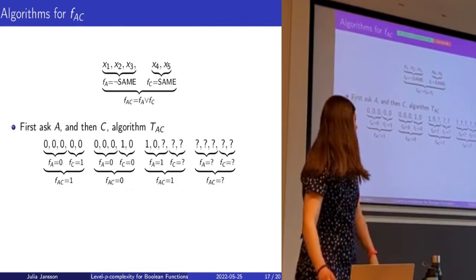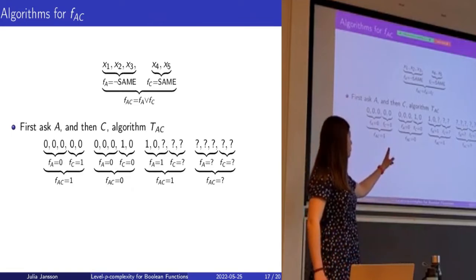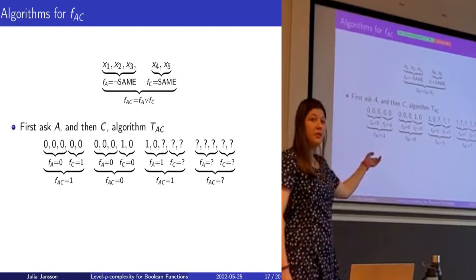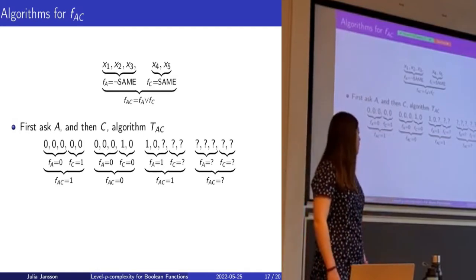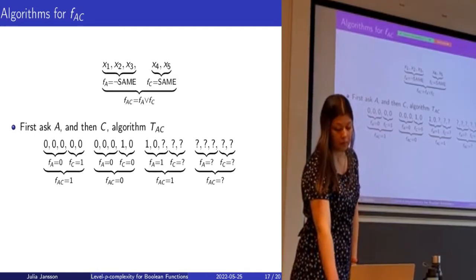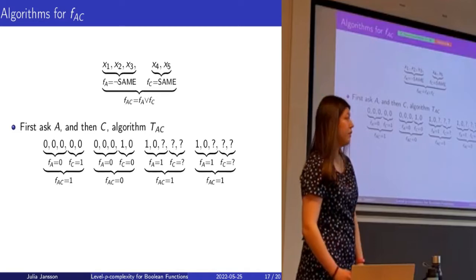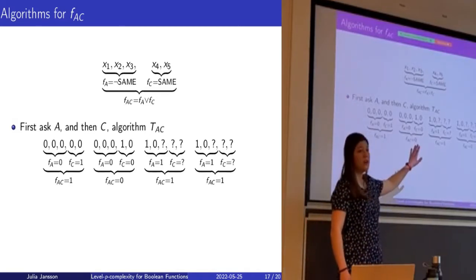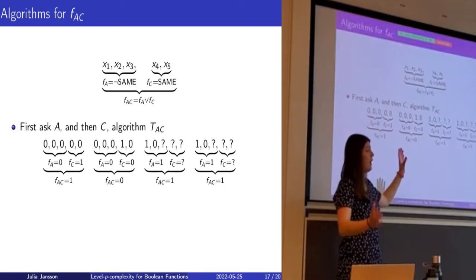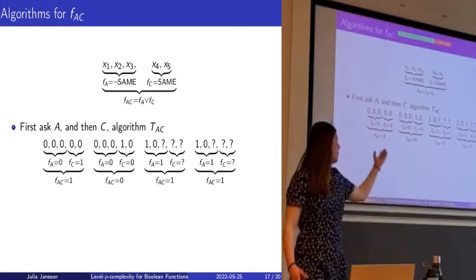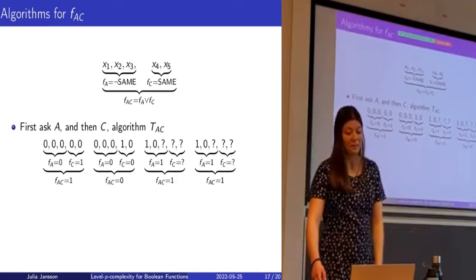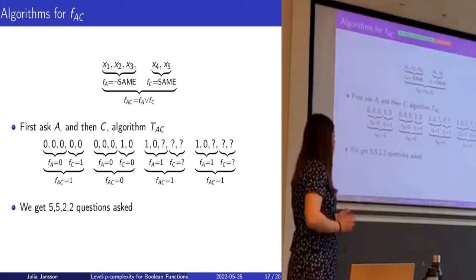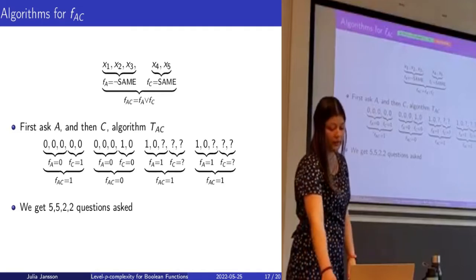Then for the third example, we see already after asking the first two bits that we know FA is 1. So we already know that FAC is 1 without having to ask the last block. And the same goes for the last example. So these two look the same now, but actually the question marks hide different values, but since we don't see them, they look the same. So we get 5, 5, 2, and 2 questions asked.